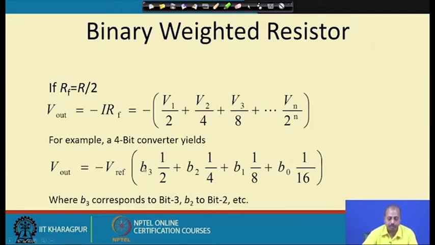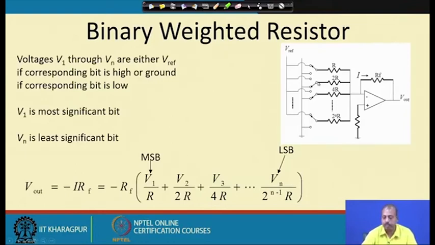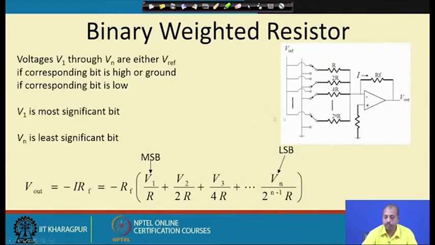Now, depending upon the bit pattern B3, B2, B1 and B0, the contribution will come. In this diagram, if I connect this point here, then V2 becomes equal to 0. If I connect this point here, then V2 becomes equal to Vref. So, these voltages V1, V2 can be either equal to Vref or equal to 0, and that is controlled by the position of the switch.